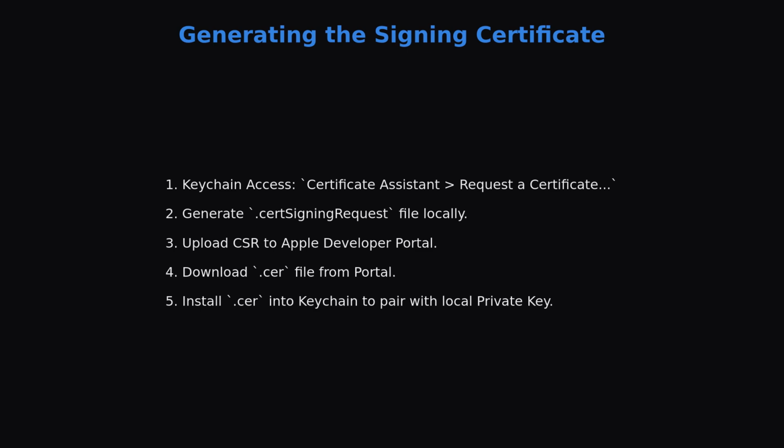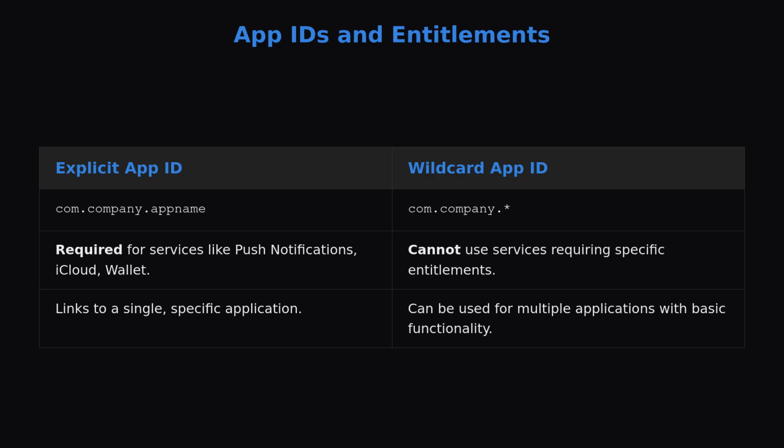Upload this generated CSR file directly to the Apple Developer Portal under Certificates, Identifiers, and Profiles. Apple then issues the developer or distribution certificate, which is a .cer file. Double-clicking this downloaded .cer file installs the public key into Keychain Access, automatically pairing it with the private key that was generated locally during the CSR creation. If you need to share this signing identity across multiple development machines, the private key must be explicitly marked as exportable.